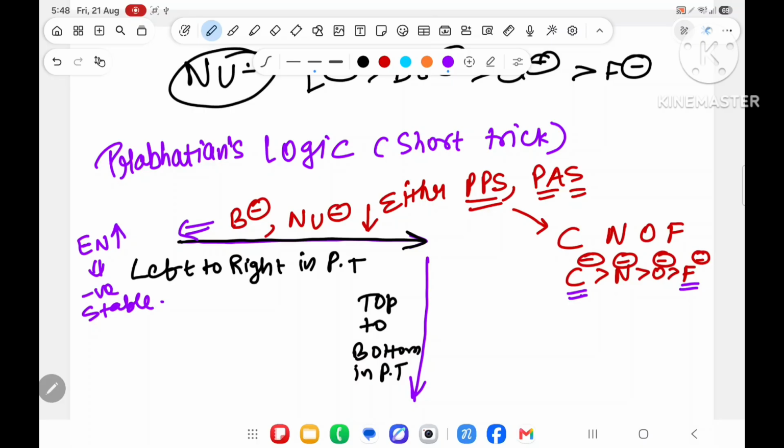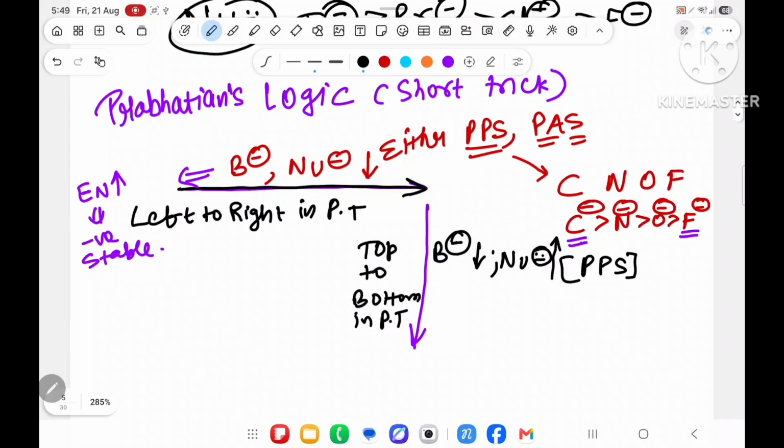Left to right in a periodic table, it always decreases, but top to bottom in a periodic table, base power will decrease and nucleophilicity will increase if polar protic solvent is there. If polar protic solvent, then base power decreases but nucleophilicity power increases top to bottom. And nucleophilicity power decreases when polar aprotic solvent is there.